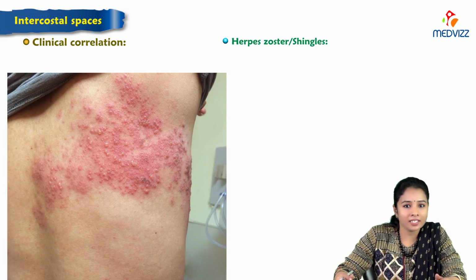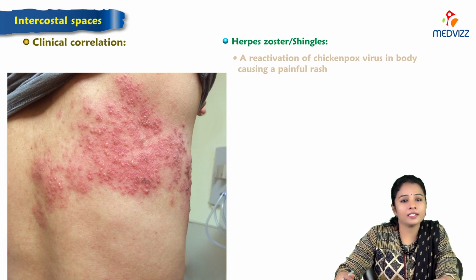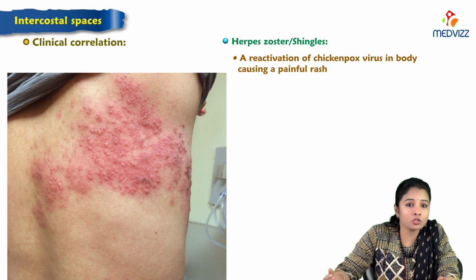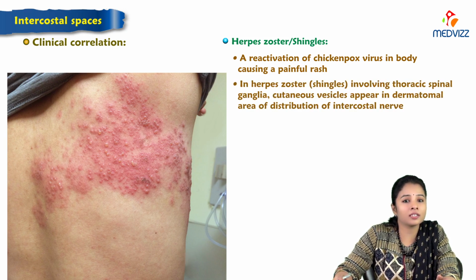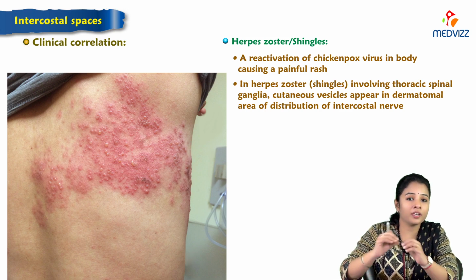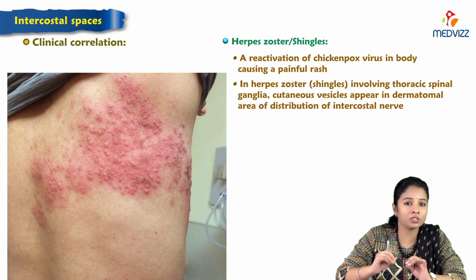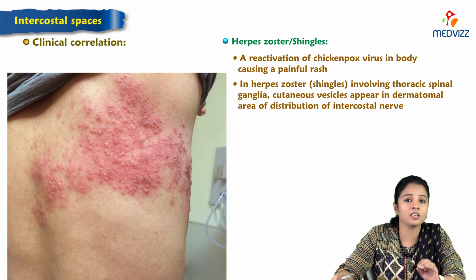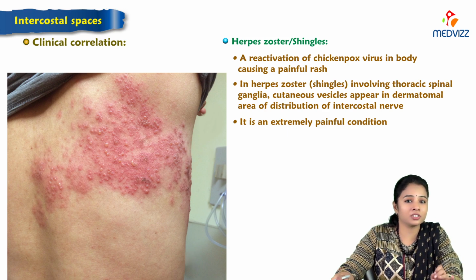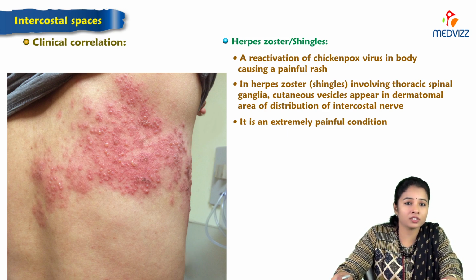Okay, the next condition is herpes zoster. In lay terms we can call it shingles, and it is a reactivation of the chickenpox virus in the body, causing a painful rash which is called shingles or herpes zoster, involving the thoracic spinal ganglion, with cutaneous vesicles appearing in the dermatomal area of distribution of the intercostal nerve. Wherever the skin is supplied by the intercostal nerve, in that area we see these rashes, and it is an extremely painful condition. So that is about herpes zoster.